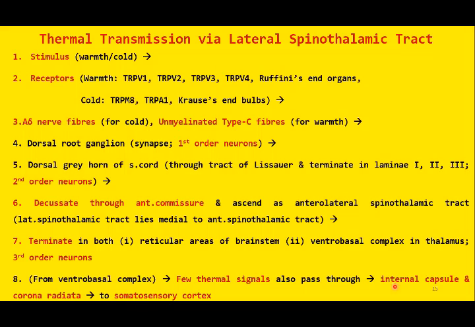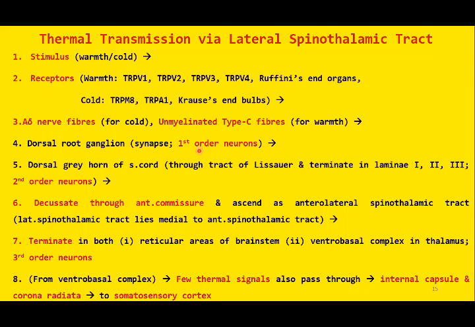So this slide is very important. We have started from the stimulus till the final destination. Stimulus, whether warmth or cold, will be detected by specific receptors for warm sensation, specific receptors for cold sensation. Not only the receptors are specific, the fibers are specific as well. A delta fibers for cold, type C for warm.